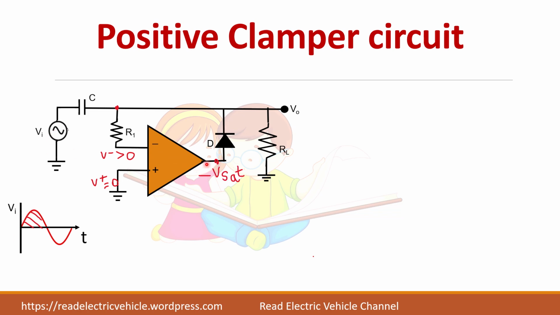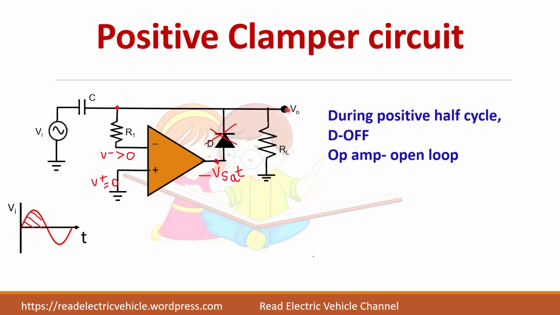So the output of the op-amp will be minus V sat because it is an open loop initially. If it is a negative voltage, the diode will not conduct. So the op-amp is still in open loop mode, and this V0 is actually connected to this point. So V0 is equal to Vi. V0 is actually equal to Vi during the positive half cycle, first cycle. So both input and output are the same.